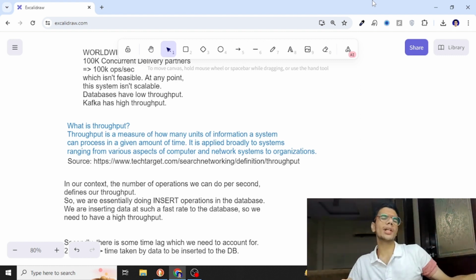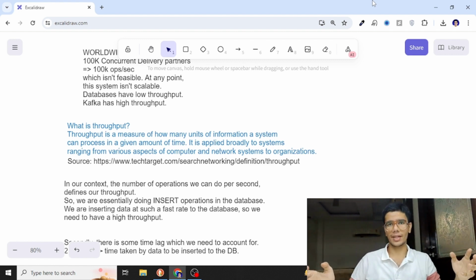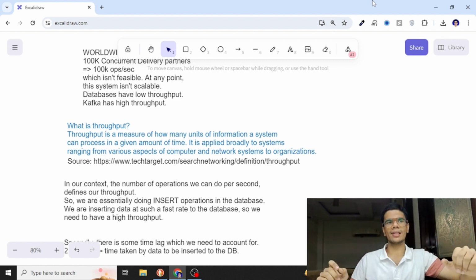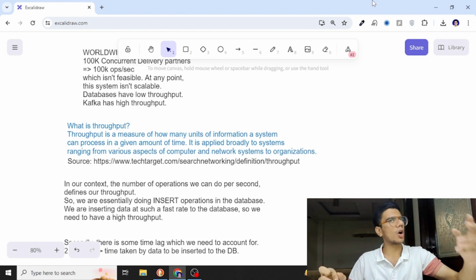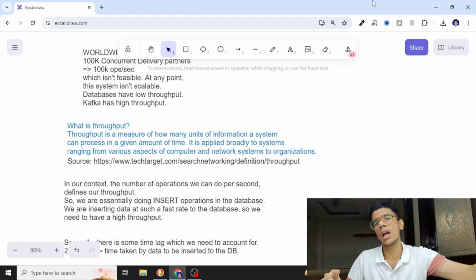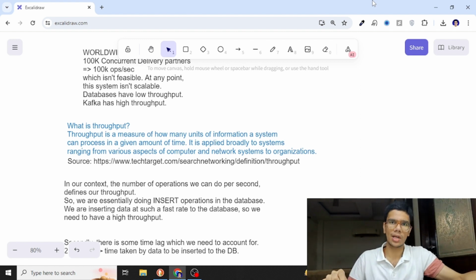We are essentially doing insert operations in the database. So we are inserting stuff into the database and we need to have a high throughput because we'll do approximately 100K operations per second, which requires a lot of throughput, which databases cannot accommodate. Hence the need for Kafka.